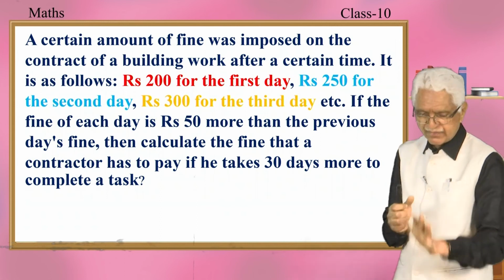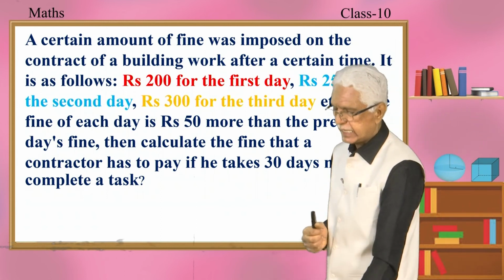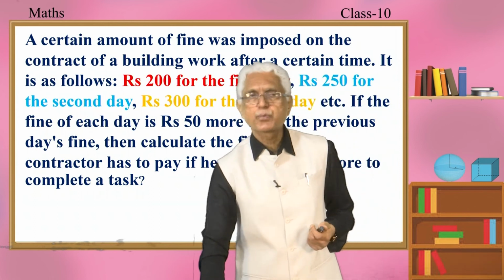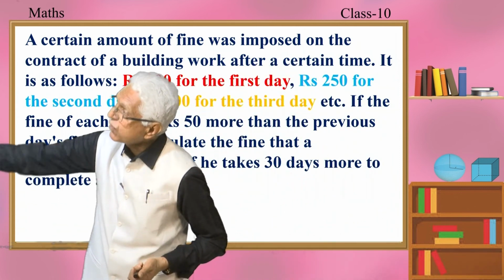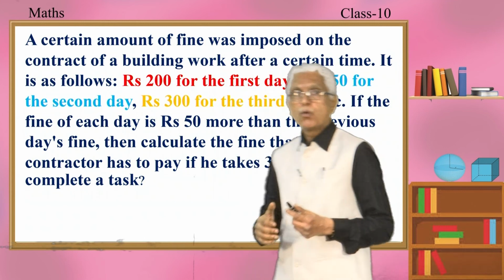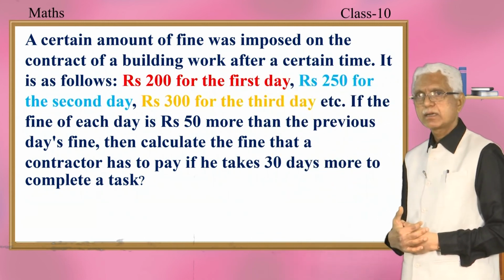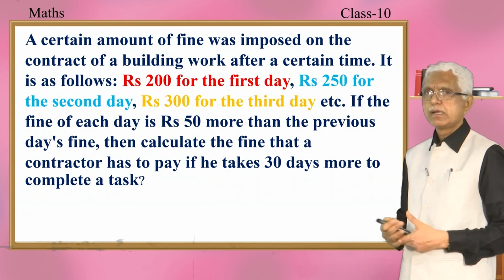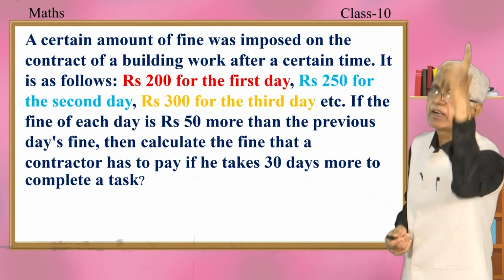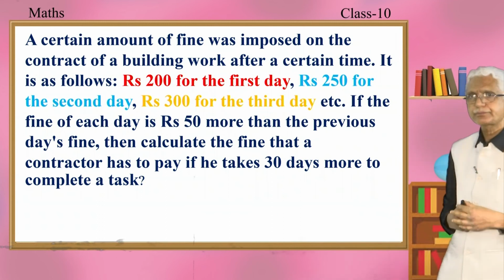So, for the first day he has to pay the fine, second day he has to pay the fine, third day he has to pay the fine, he has to pay the fine for all the 30 days. What is the total fine he has to pay? Can someone suggest to me? Application problem, how it is converted into an equation, shall we see?